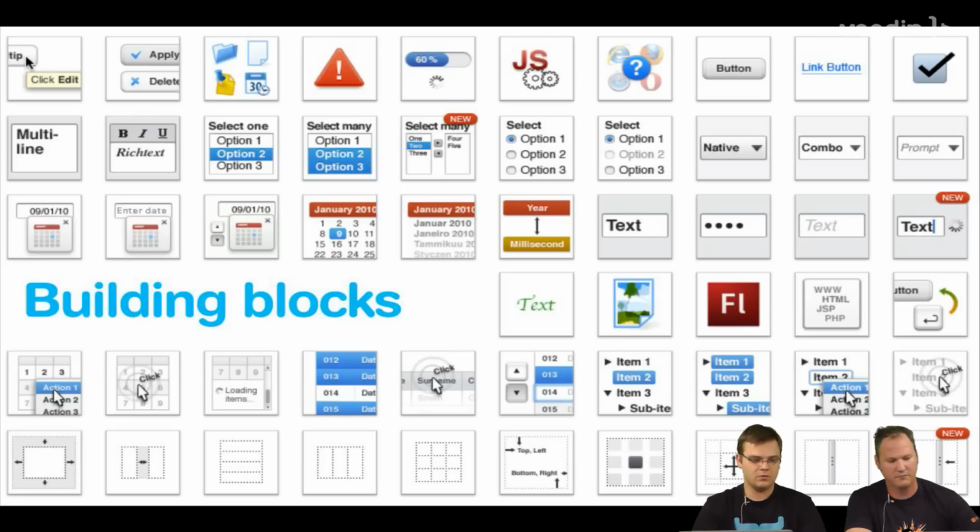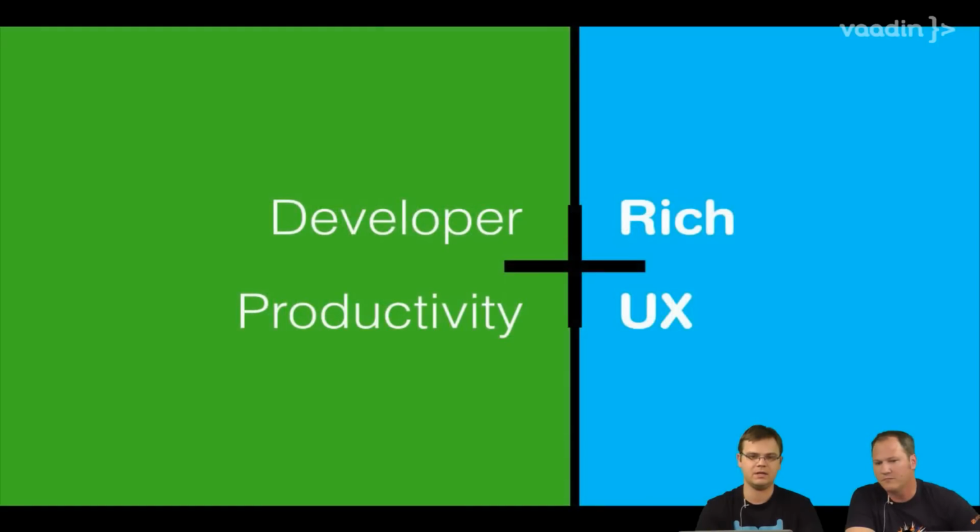There are two things that we actually try to achieve with Vaadin. That's developer productivity, so that you can focus on developing your application, making the interaction meaningful, and a really nice, rich user experience, really nice visuals for the application. So how does it work?